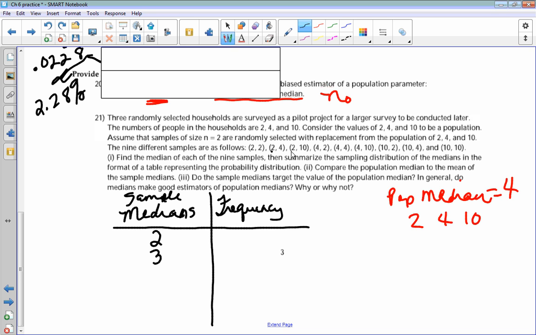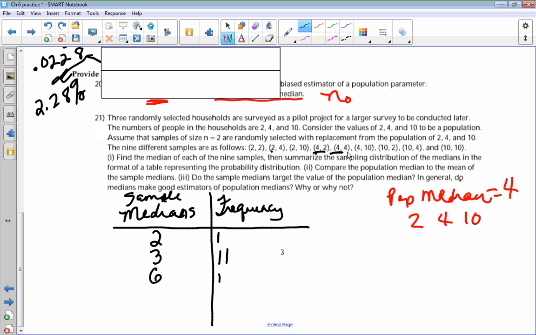Here I have 2 and 10. Of course, for the middle number there, I'm going to add them, 12 divided by 2 is 6. My next sample here is 4 and 2. Again, I'm going to add 4 and 2 and get 6 divided by 2, so I have another sample median at 3. So here's my first one. Should have done that as we went. And here's my second one, that's 3.